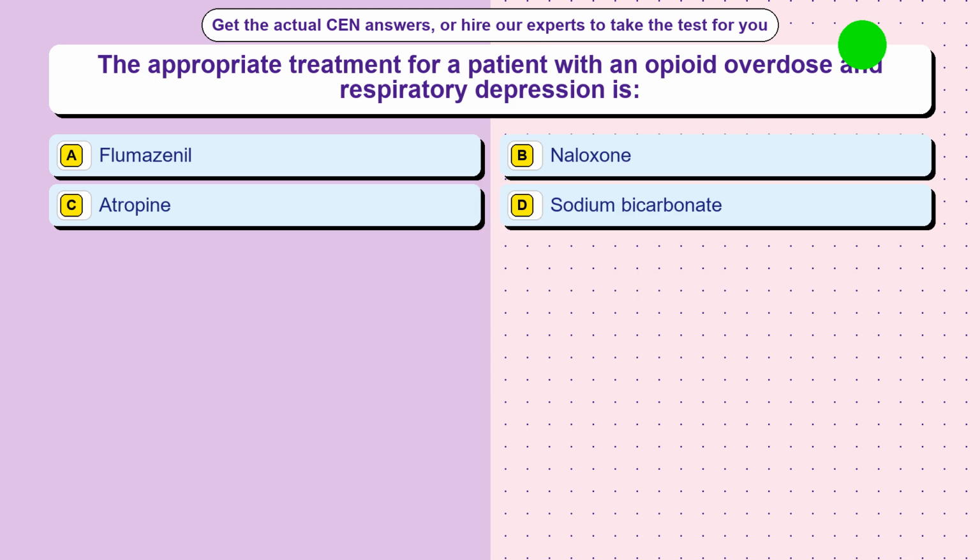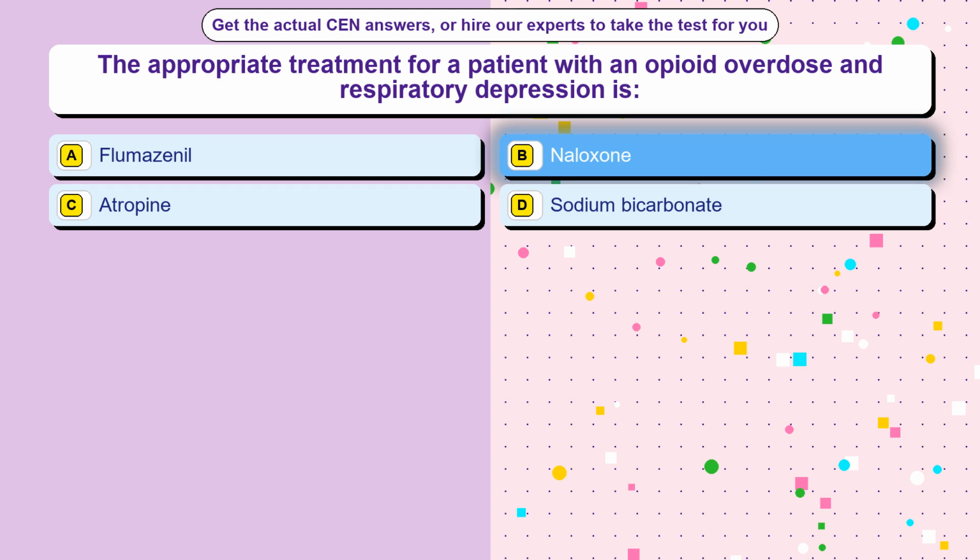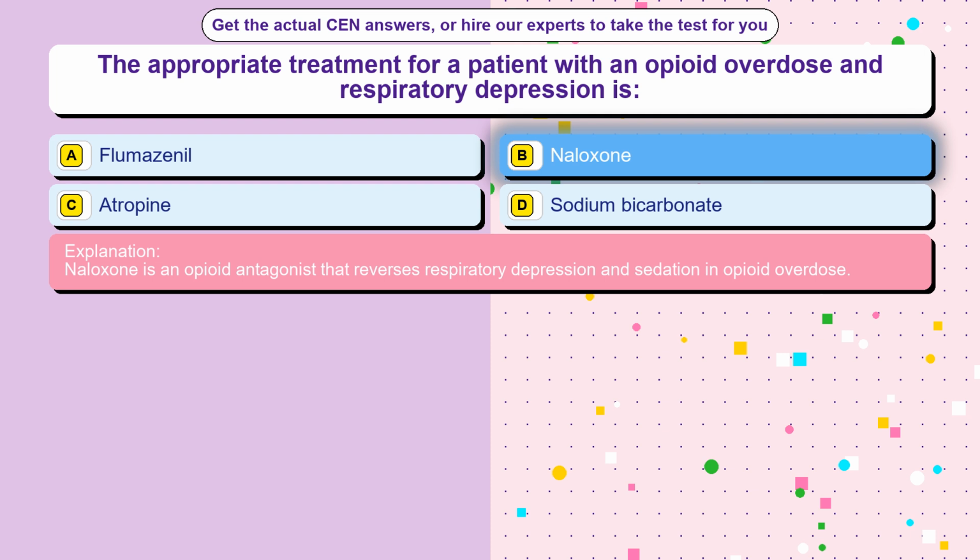Question 2. The appropriate treatment for a patient with an opioid overdose and respiratory depression is: Option A. Flumazenil. Option B. Naloxone. Option C. Atropine. Option D. Sodium bicarbonate. The correct answer is option B. Naloxone. Naloxone is an opioid antagonist that reverses respiratory depression and sedation in opioid overdose.